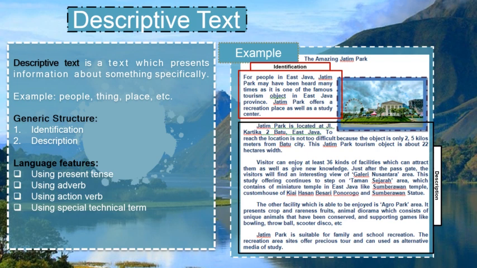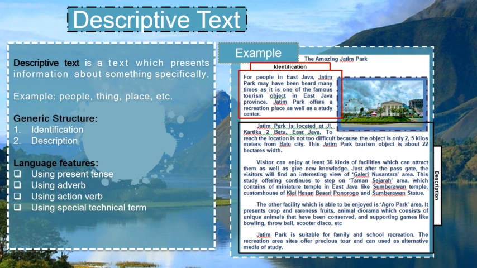The generic structure of descriptive text. 1. Identification. Identification shows introducing a particular person, thing, or place. 2. Description. Description shows describing parts, qualities, and characteristics. The language features of descriptive text are using present tense, using adverb, using action verb, and using special technical term.